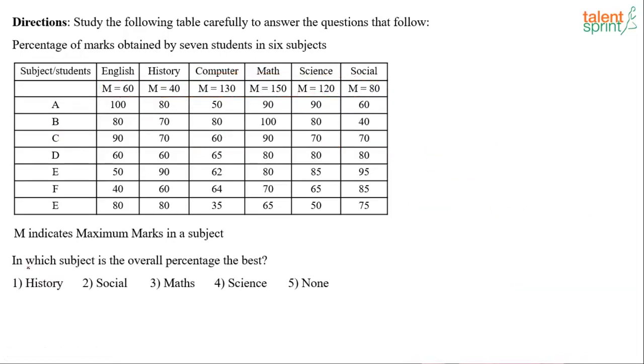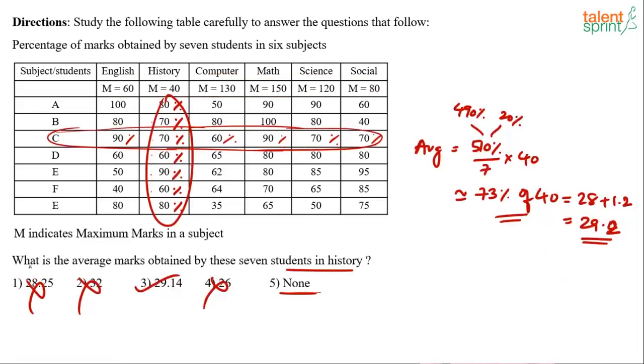Next question. In which subject is the overall percentage the best? This is interesting. So whatever we had done for question number one, we have found the overall percentage. Remember, 5, 10 by 7 for history. We had to find out the average marks of history. We found overall percentage. What did we do? We take the average of percentages. So likewise, you have to do for each one of the subjects.